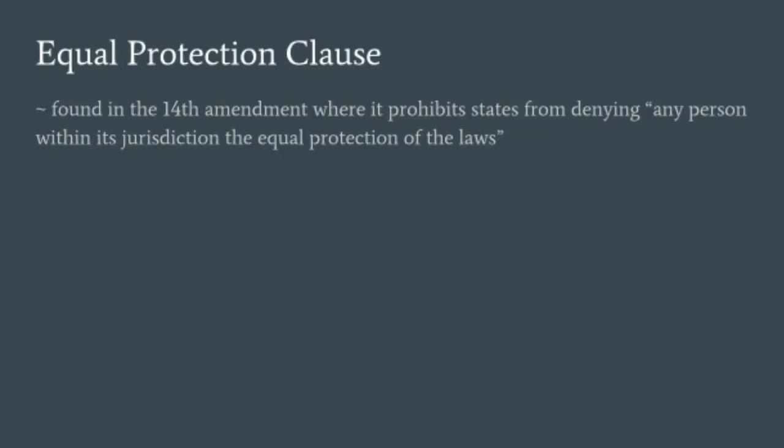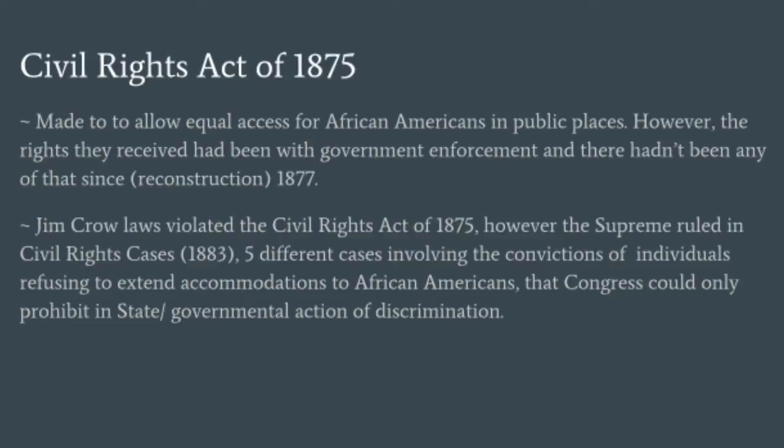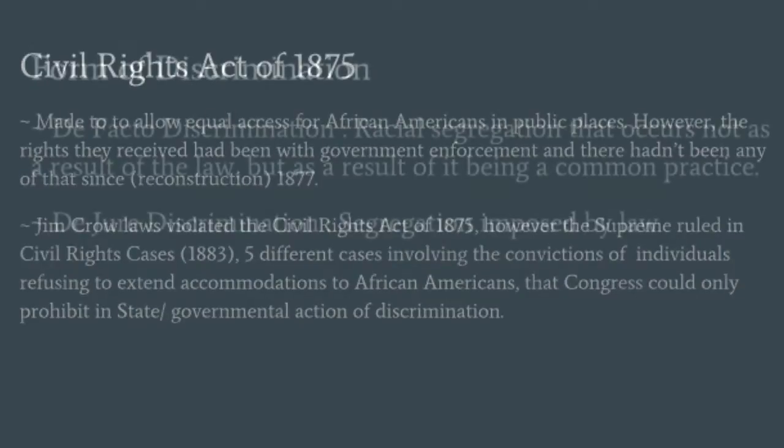The Equal Protection Clause practically forbids any state from denying a person within its jurisdiction the equal protection of the laws. Civil Rights Act of 1875 carried out the opposite of what the Jim Crow laws did. It is clear that the Jim Crow laws violated this act, but it took 5 court cases in 1883 to make this apparent. This act allowed equal access for blacks in public places.